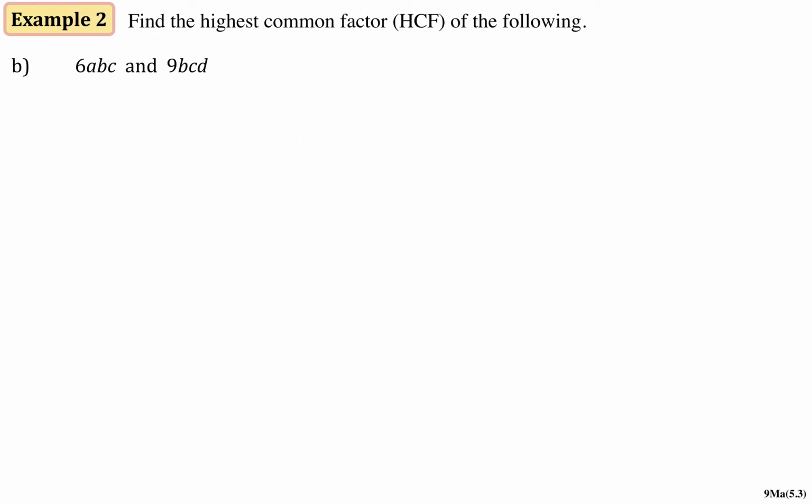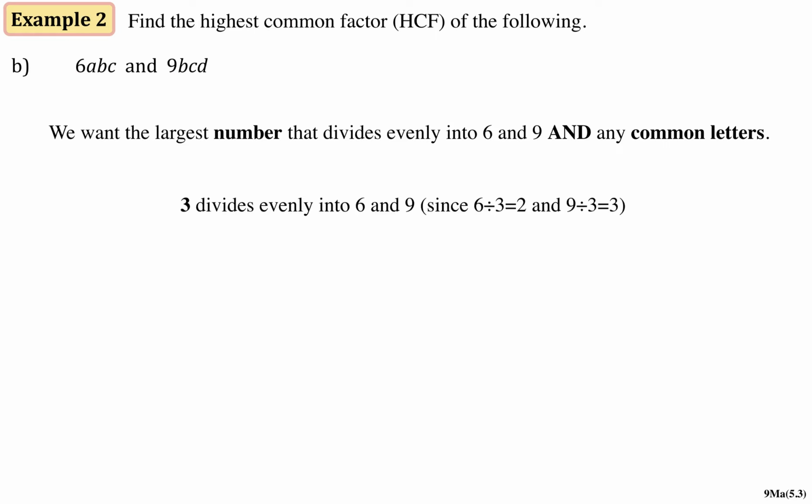Now let's get trickier. Let's start doing these questions using algebra. So we look at our example here and we've got 6ABC and 9BCD, and we want the highest common factor. Well, let's look at the number parts only to start with. What's the highest common factor of 6 and 9? The biggest number that divides into 6 that also divides into 9, and hopefully you can see it would be 3. So 3 is common.